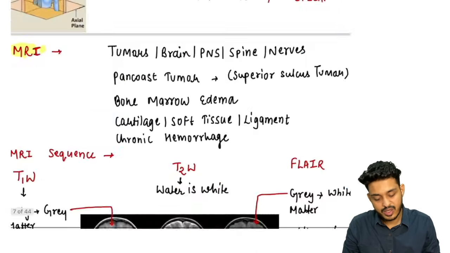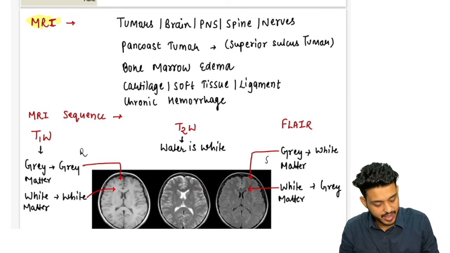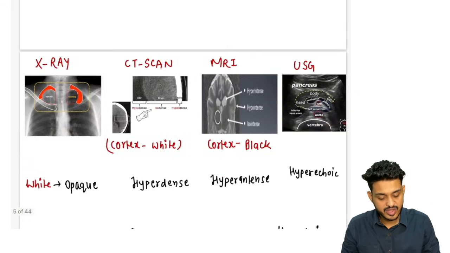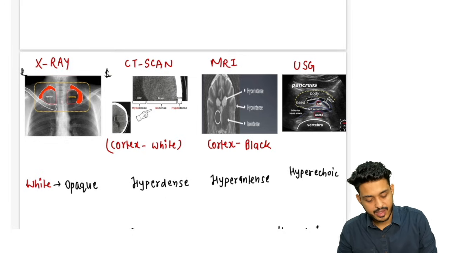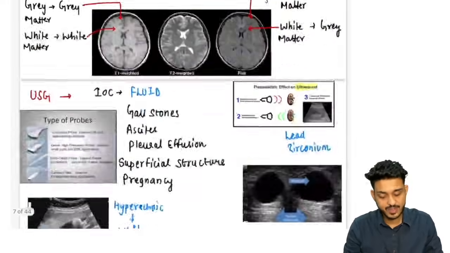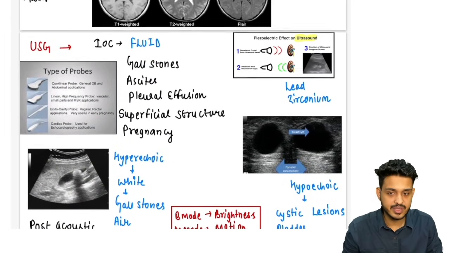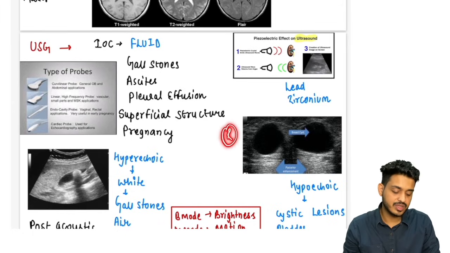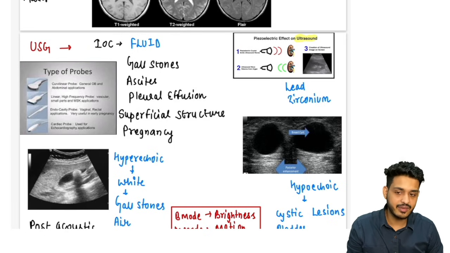Remember, for all other imaging, this is going to be the right side, this is going to be the left side. But for ultrasound, remember there is no fixed right and left. It depends on the person, right? Whoever is using the probe decides the angle of the probe, and this is going to decide the right and left of the image.